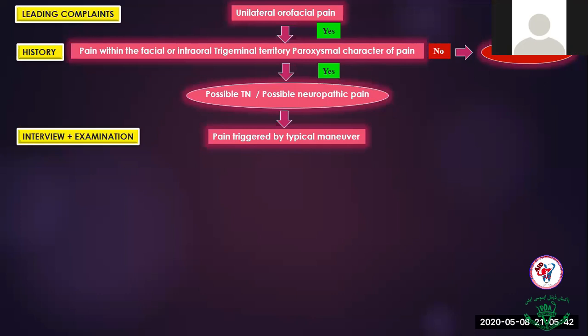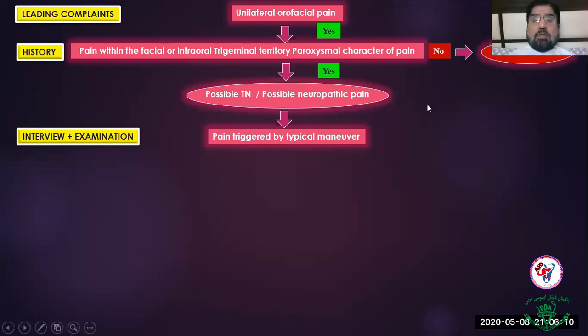For that purpose, you are going to take the interview, which we have done in the etiology and diagnosis in very much detail, and you are going to examine the area, which nerve it is in, what the trigger point is, and what the stimulating part is. It is triggered by a maneuver, like touching, blowing, or a water jet. That means that you are right there on your target.